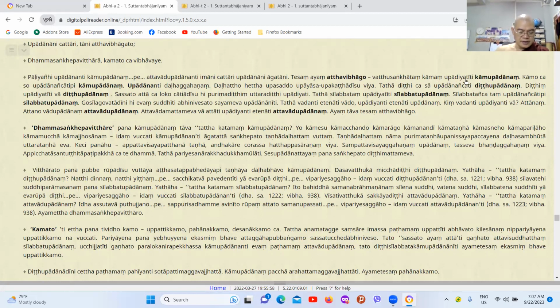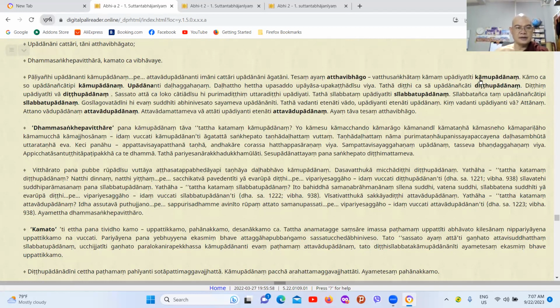Kamoca so upadanañcati kamupadana. The other meaning: kama itself is an upadana. That's why kamupadana. In the first one, the clinging is to the kama. In the second one, the kama which is clinging is kamupadana.